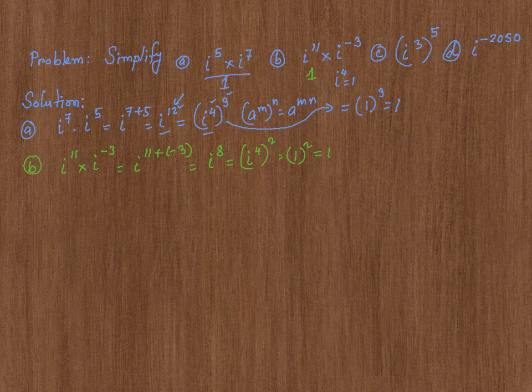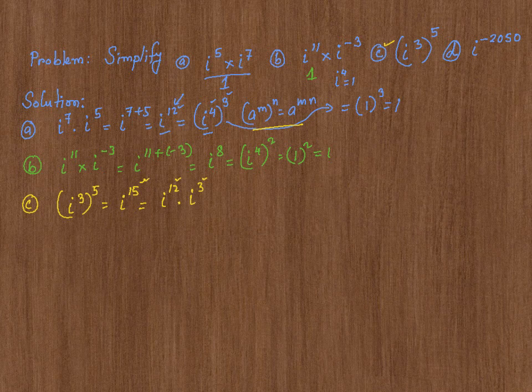Now let's go ahead and do the third one, C. So C has i cube to the power 5. Again, using this property, a to the power m raised to the power n is a to the power m times n, I could write it as i to the power 3 times 5, which is 15. Now I could break it down into two numbers in terms of exponents. So it's going to be i to the power 12, the biggest number that I could take away from 15 that is divisible by 4, times i cube. So i to the power 12 times i cube is i to the power 15, because 12 plus 3 is 15.